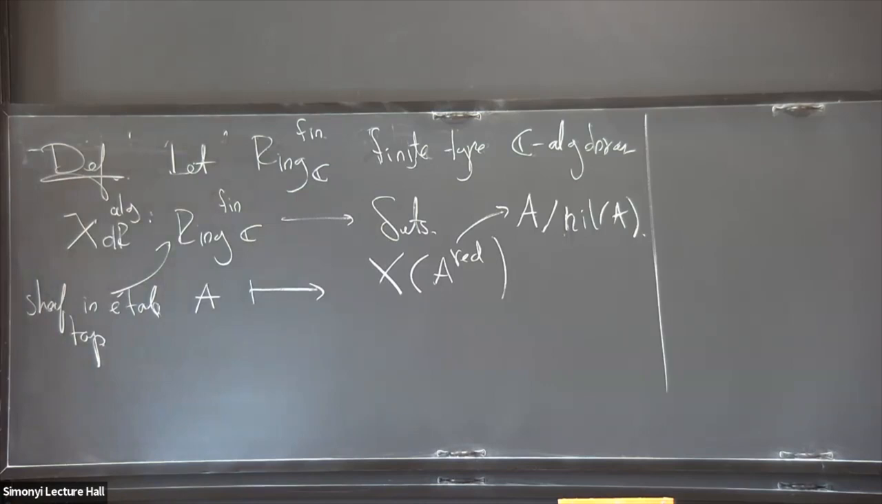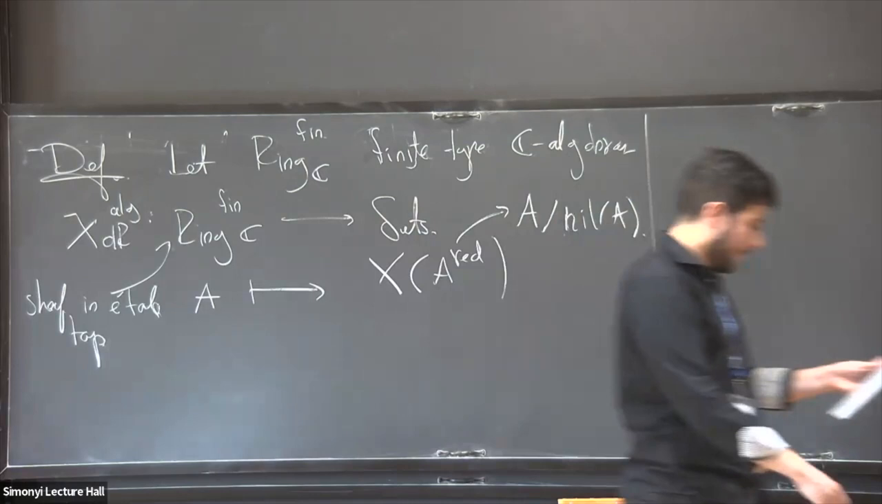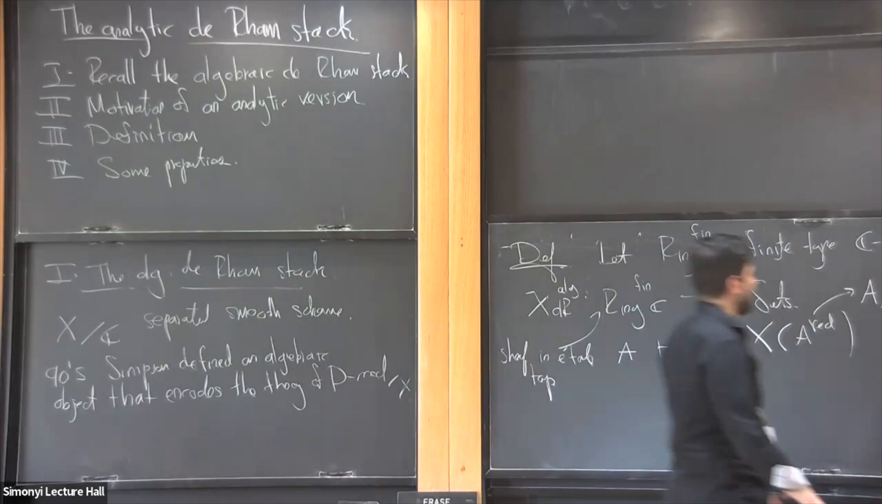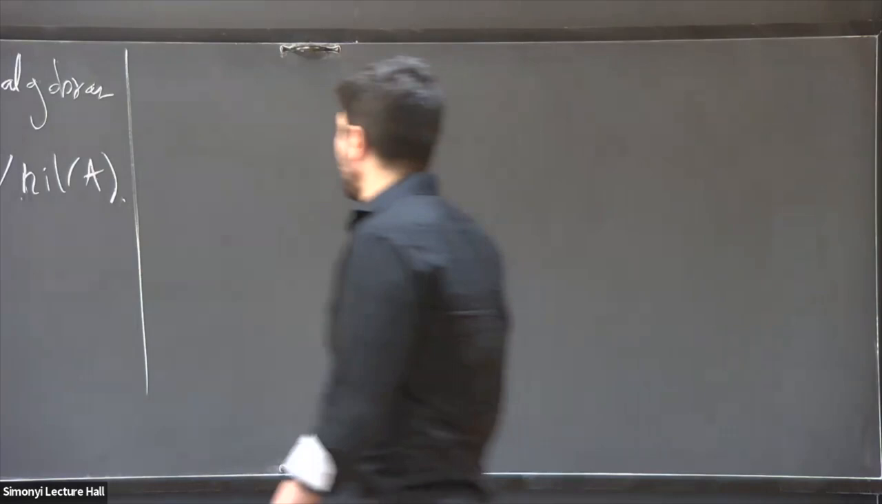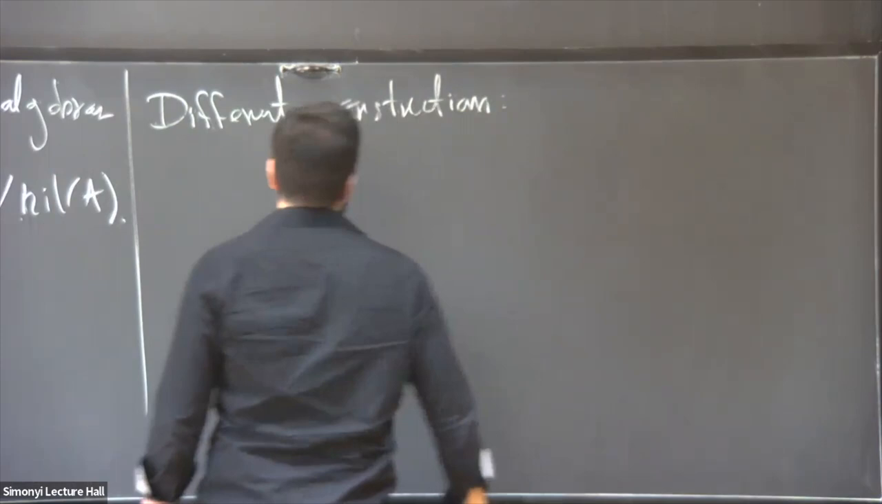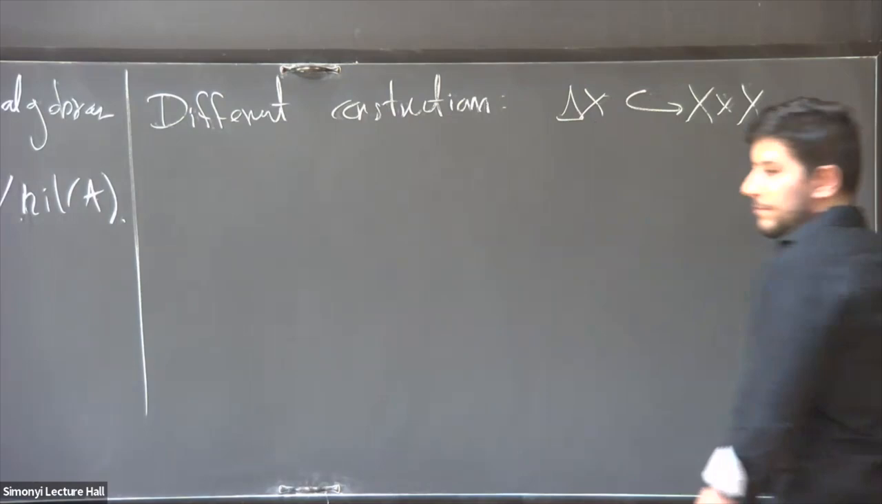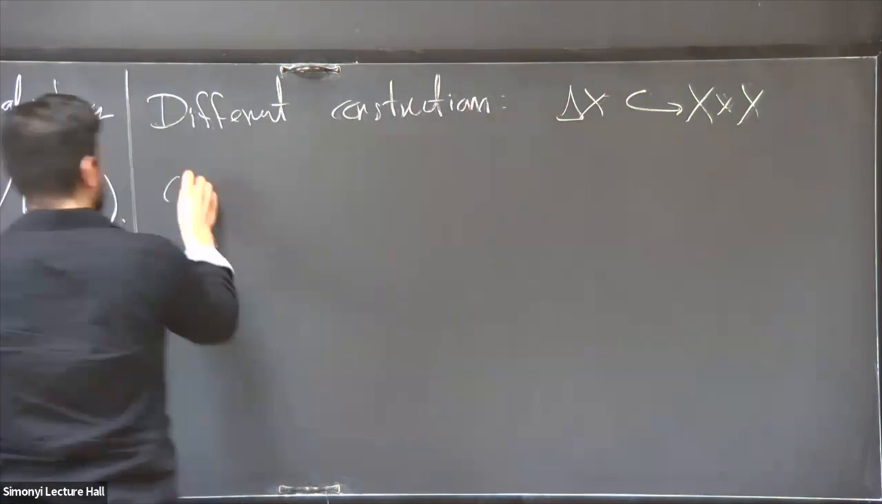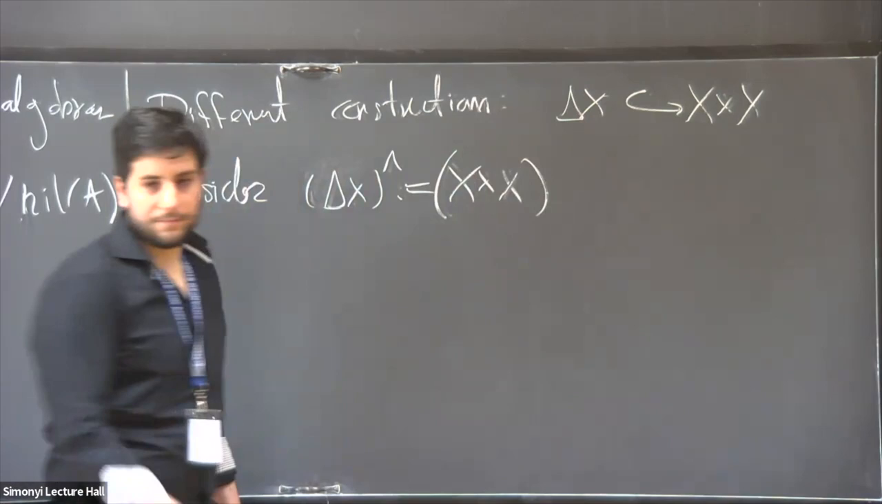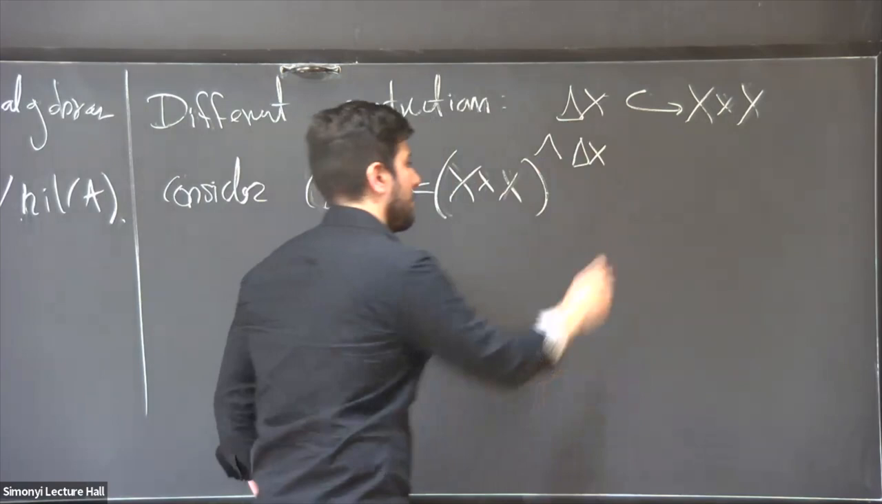Okay, let's see. While this definition should be somehow related with the de Rham cohomology of D-modules, let me give a slightly different presentation of the same object in the case that X is smooth. We have the diagonal map that is a closed immersion, separated, that we can consider. Then take the product and take the formal completion along the diagonal.